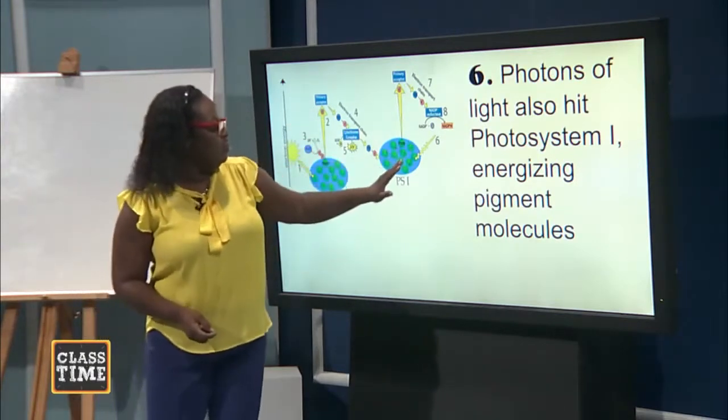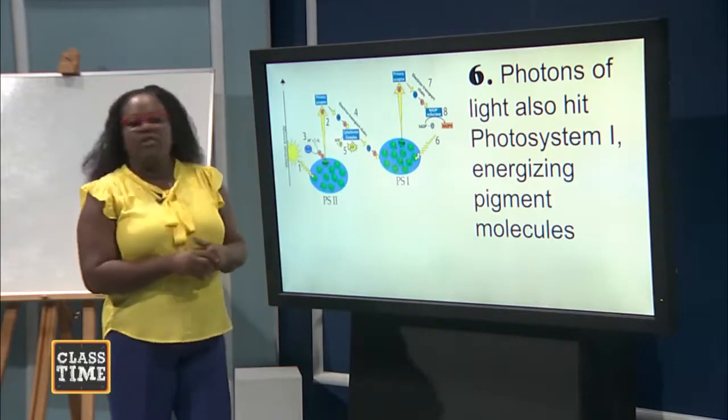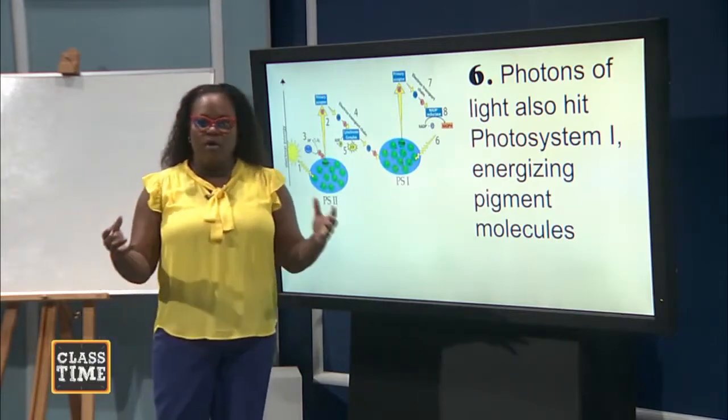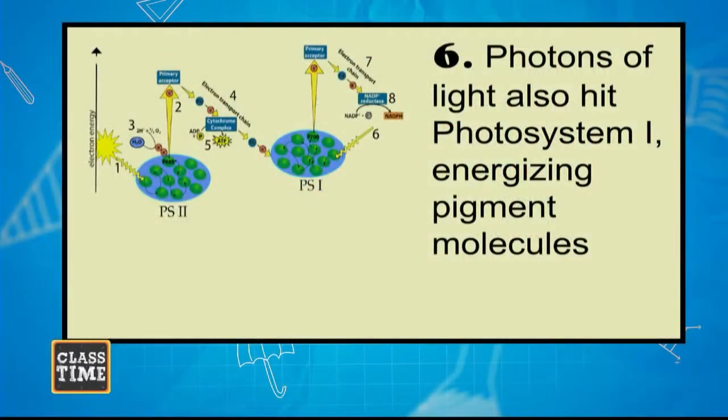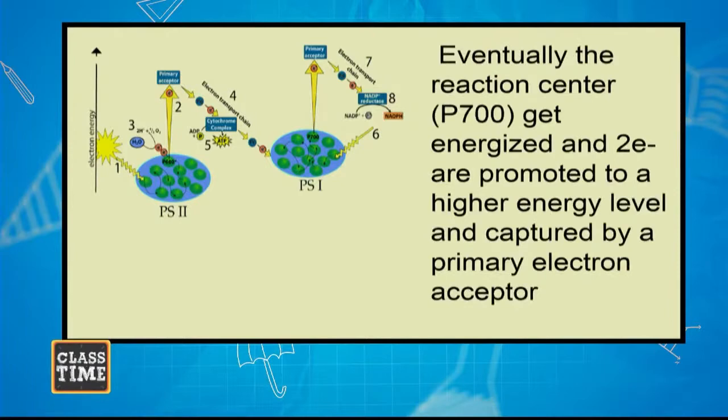Now, number 6 shows that PS1 is also energized by the light from the sun. Hopefully it doesn't have to be the sun, but usually it is because most plants are outside. All right? And then after that, P700, which is associated with PS1, has 2 electrons elevated from it that are captured by the primary electron acceptor.